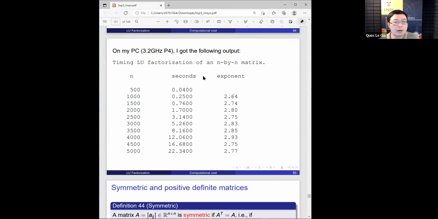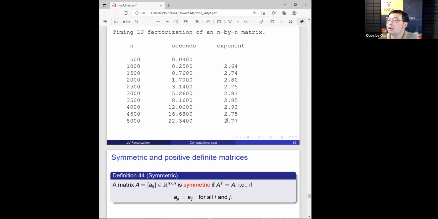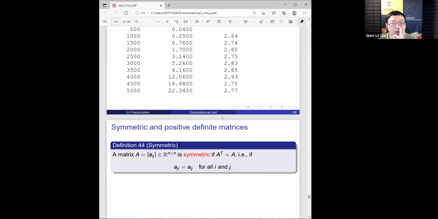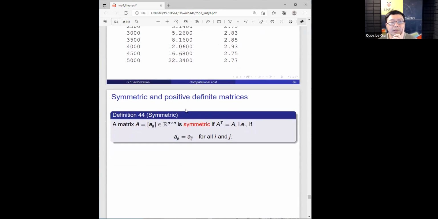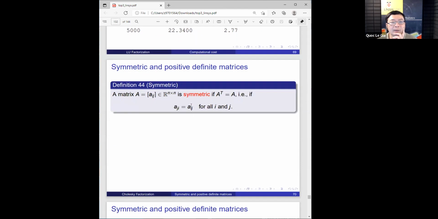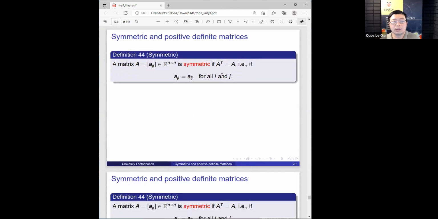So now we stop the LU factorization here, and I want to introduce another factorization. We call it Cholesky factorization. Cholesky factorization applies when you have a symmetric and positive definite matrix. What does it mean by a symmetric matrix? A symmetric matrix is one where, when you reflect over the diagonal, the entries are the same. In other words, if you take the transpose of the matrix, you don't change the matrix. That is another way to say it.